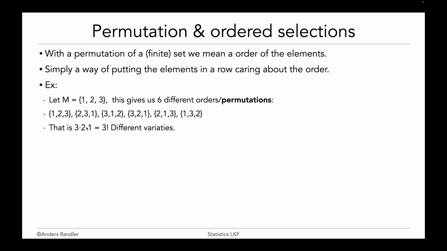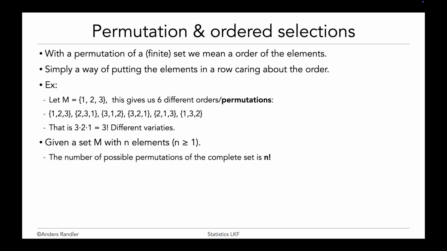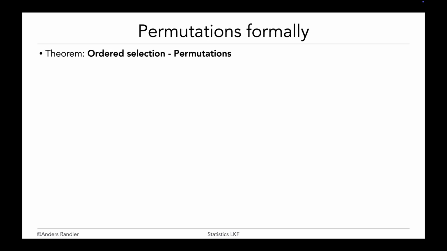And why is that? Well, because when you choose what you want to have in the first place, you have 3 different things to choose from. For every such choice, you can pick the next one in 2 ways and the next one in 1 way. And that is calculated as 3 times 2 times 1, also denoted by 3 factorial. Given a set M with n elements where n is greater than 1, the number of possible permutations of the complete set is n factorial. A bit more formal then.